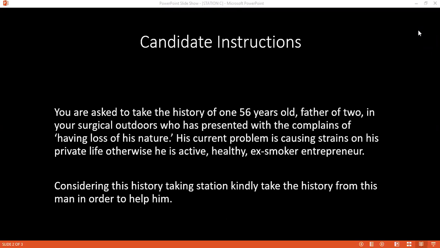What do you do for living? I'm an entrepreneur. Okay. And who do you live with? I live with my family, my wife and kids. And does anyone in your family have a similar kind of condition? No, doctor. Do you smoke or drink?